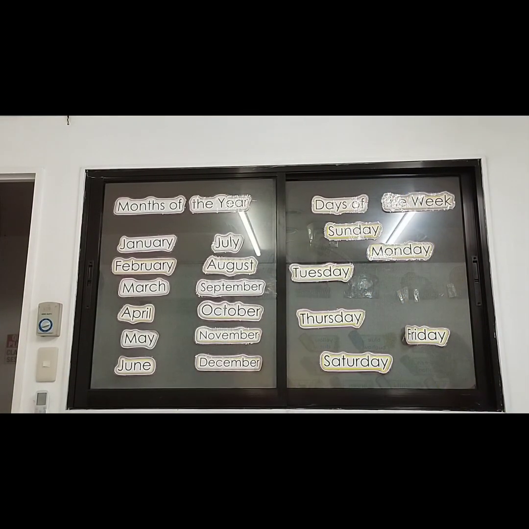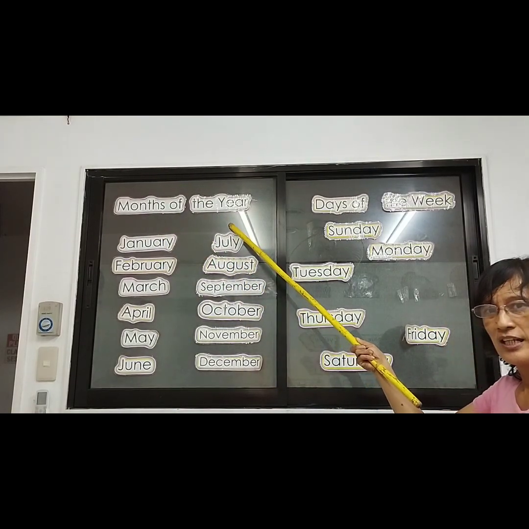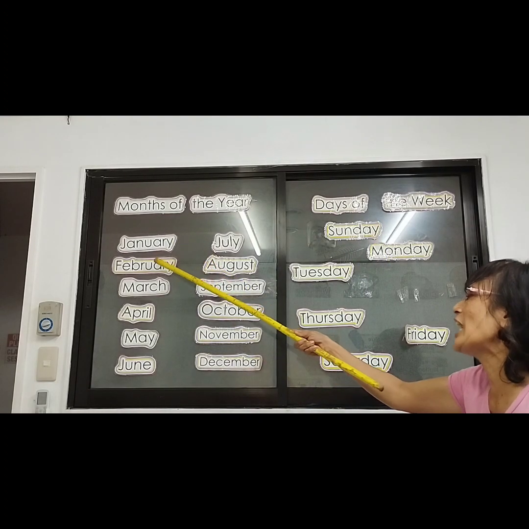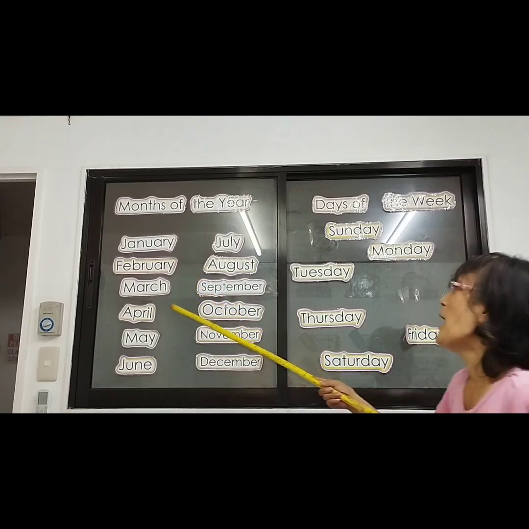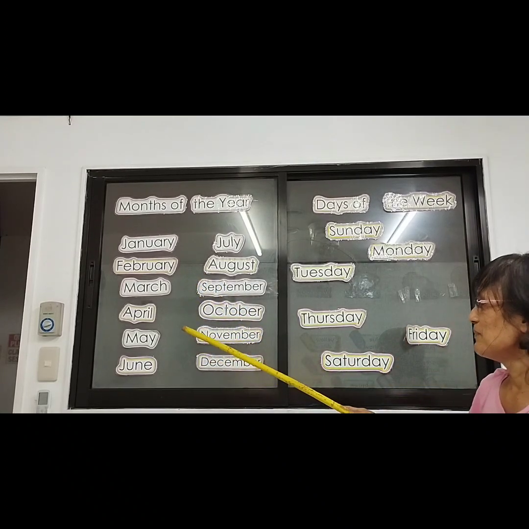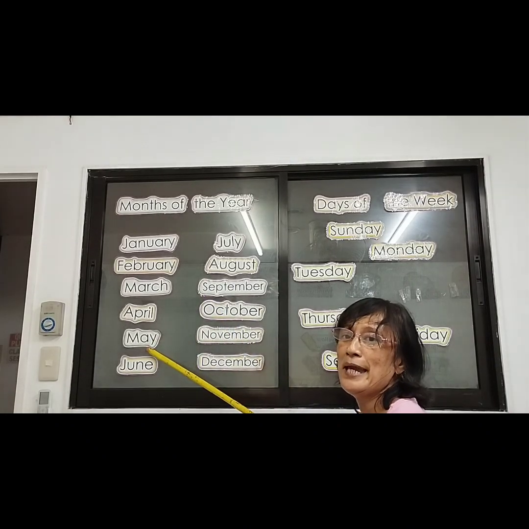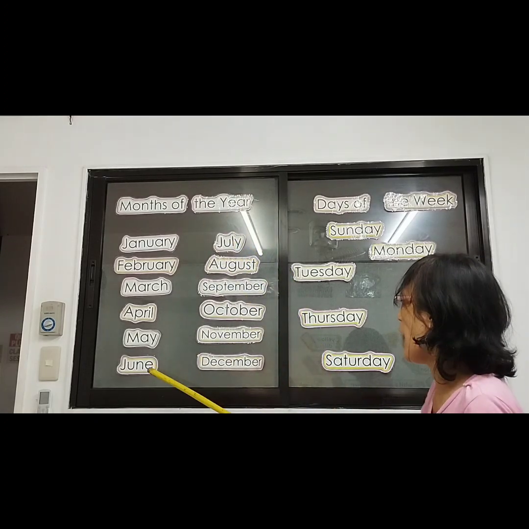Okay, very good. Months of the year. I like this student. January, February, March, April, May, June. Oh, it's already my birthday. Oh, happy birthday.